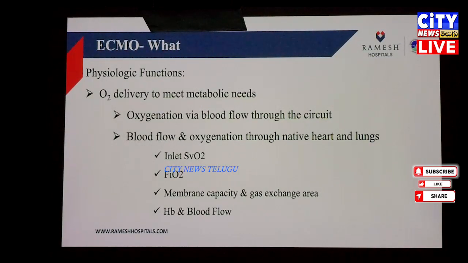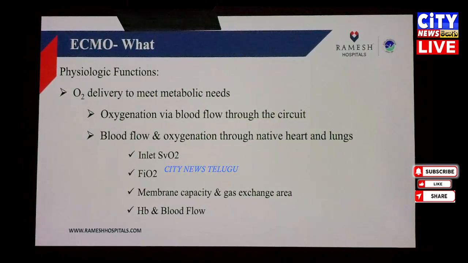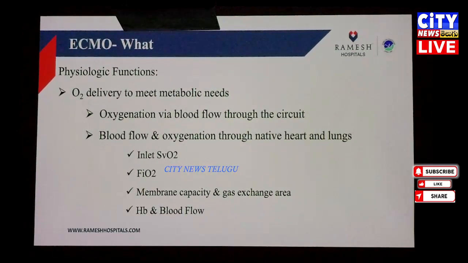So just to summarize, the function of an ECMO is basically oxygen delivery. Now what are the factors which affect oxygen delivery? See, there are two ways of oxygenation. One is through the ECMO circuit and one is the native heart. So the factors which are affecting it are obviously what type of circuit and the flow that you are giving. Besides this, what is the venous saturation of this patient? The FiO2 that you are giving.